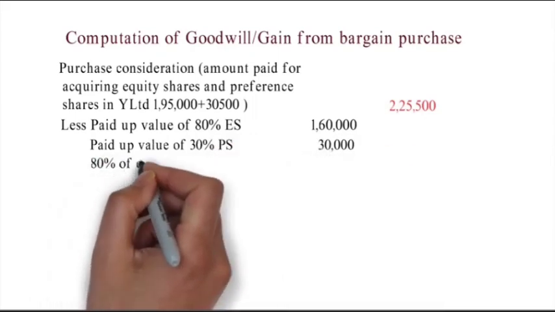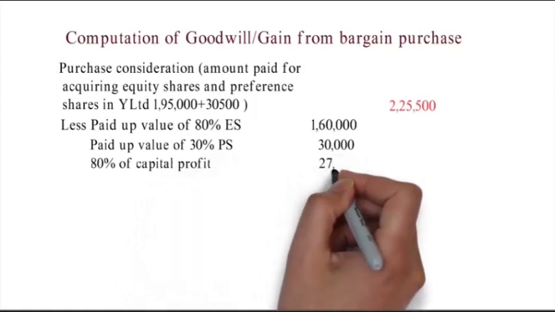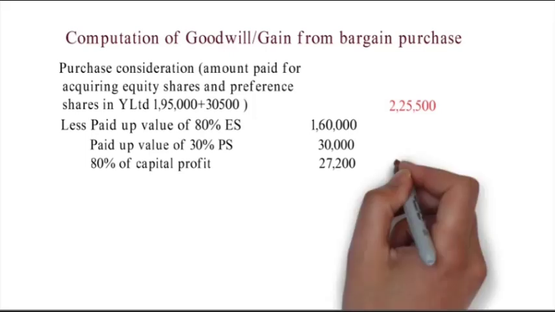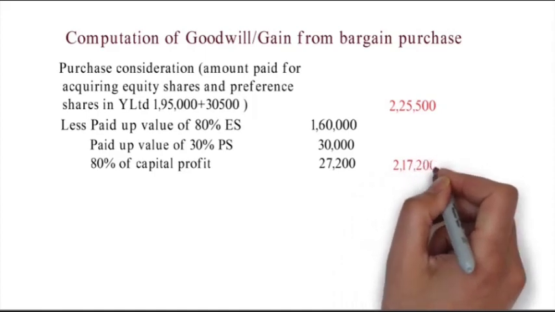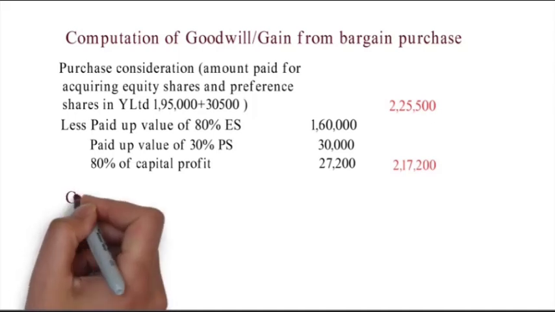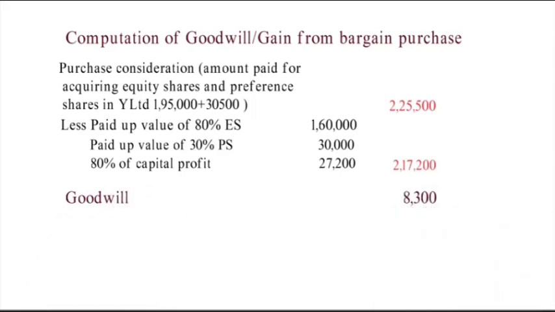80% of capital profit, 27,200. Then total of these three, 1,60,000 plus 30,000 plus 27,200, that comes to 2,17,200. 2,25,500 minus 2,17,200, that comes to 8,300. Goodwill 8,300.